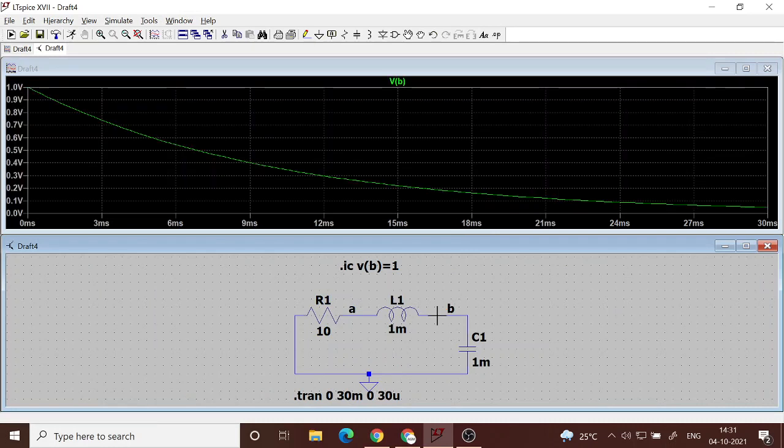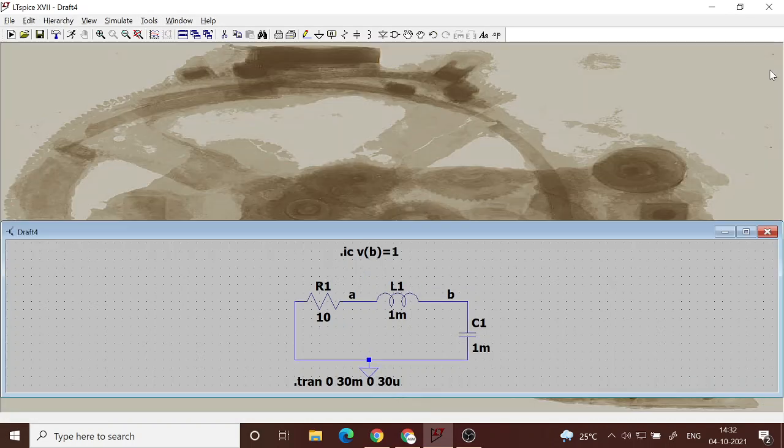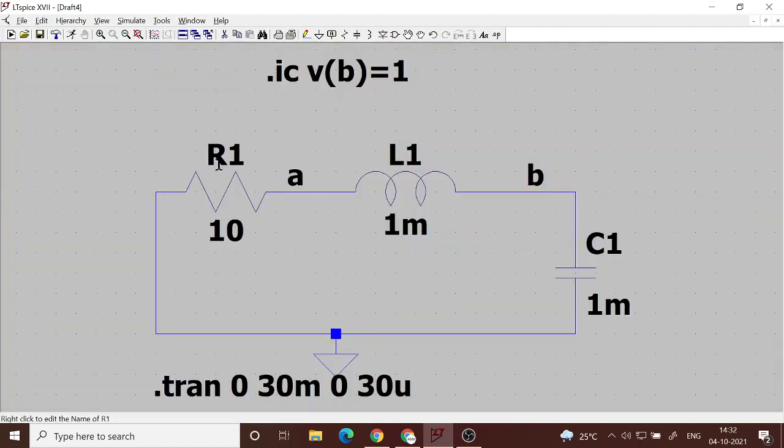So you see that from 1 volt it decays and goes to 0. Okay, so it goes gradually, slowly, to 0. Now this is a second order circuit. For a second order circuit, we have other things which we can do. That is, we can control the power dissipation.